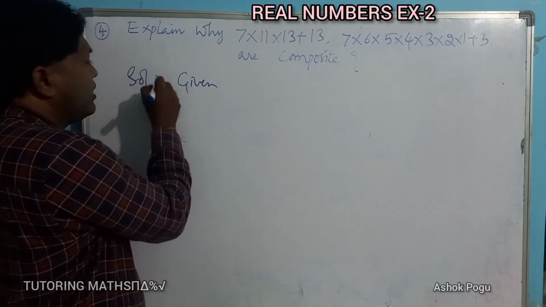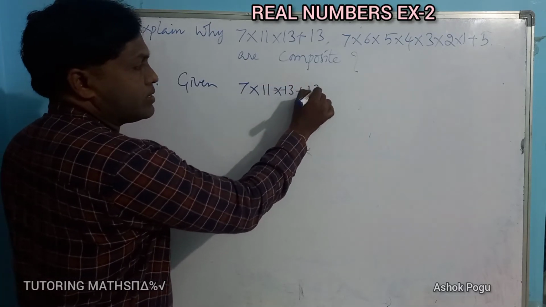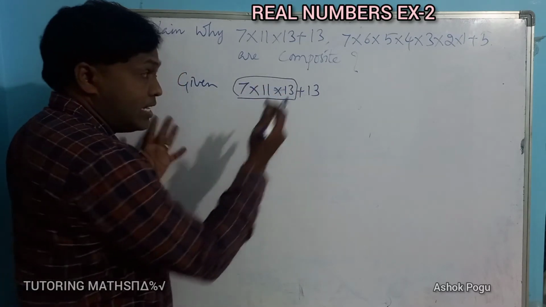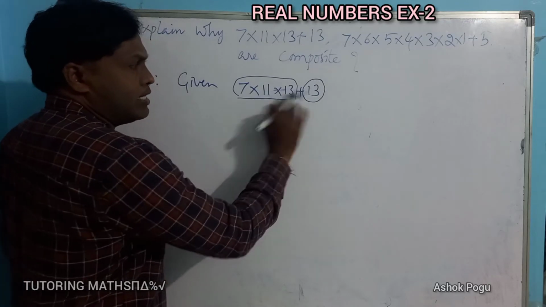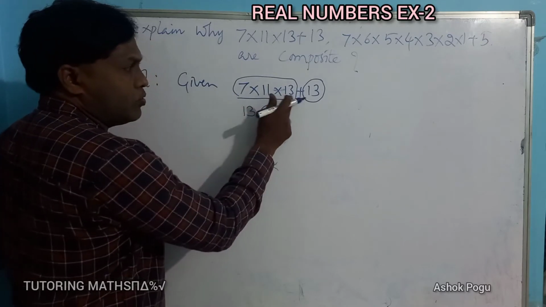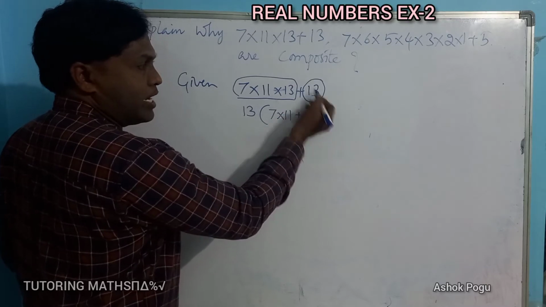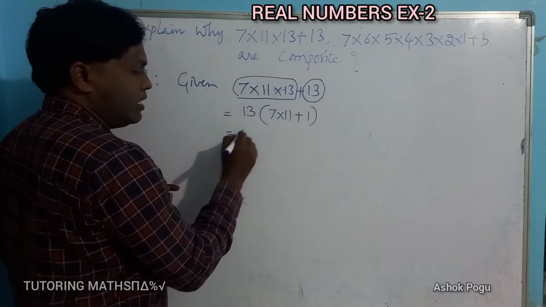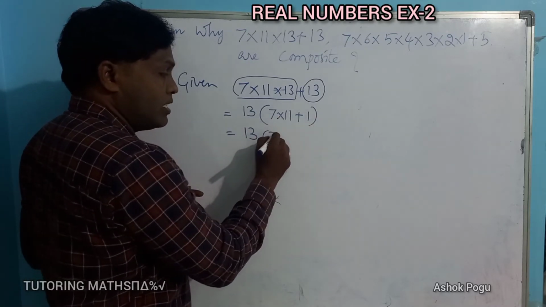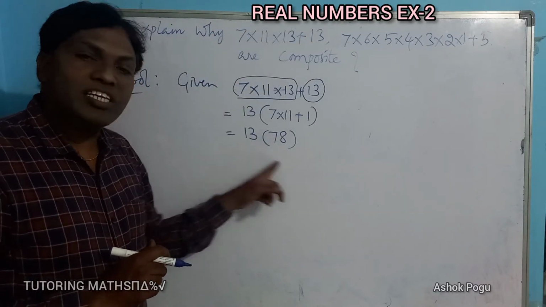Take the first number. Given 7 into 11 into 13 plus 13. So 7 into 11 into 13 is the first term and this is the second term. In these two terms, 13 is repeated, that is a common factor. You take it as a common factor. We get 13 into (7 into 11 plus 1). Now 11 sevens are 77 plus 1, 78. Now this first number is the product of two numbers.